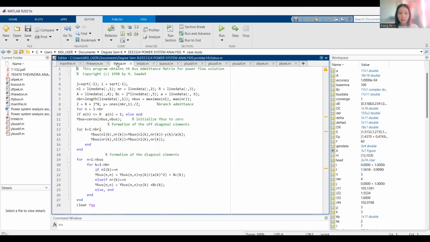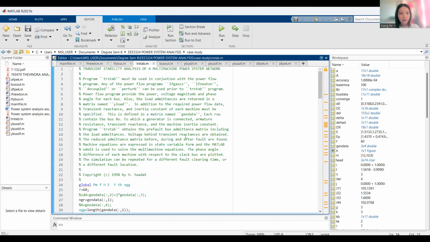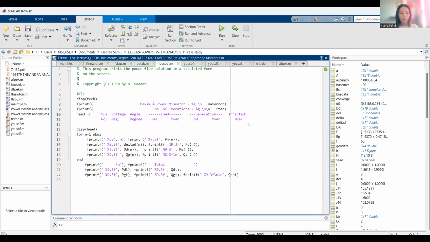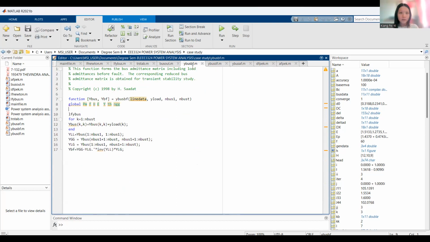So in the main file, it also includes an LFY bus function, and I use this file to run the function which obtains the admittance matrix. Next, the TRS step function obtains the pre-fault bus admittance matrix, including the load admittance. Next, bus out is a program to print the bus flow solution in a tabulated form, which is in matrix form. And then for Y bus BF, the BF stands for before fault, so it forms the bus admittance matrix before fault.